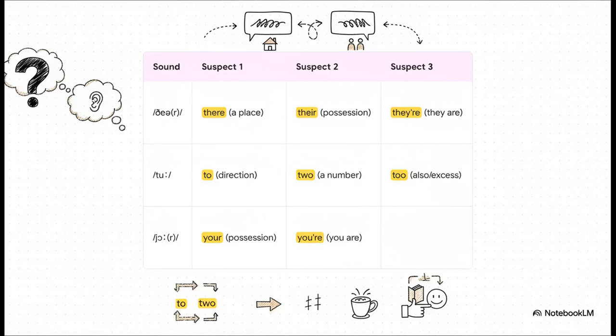So let's take a look at the usual suspects. This lineup right here features the most common offenders, the ones that trip up even the best of us. You've got the infamous there, their, and they're trio. Then there's the classic to, too, and two mix-up, and of course the age-old case of your versus you're. Just getting familiar with these guys is really the first step to cracking the case.